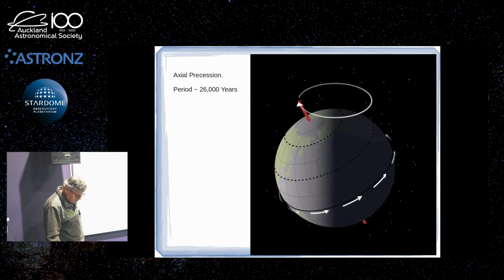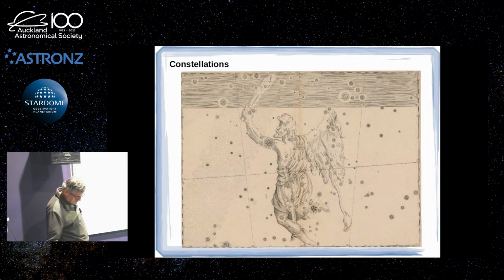Oh, that slide is actually out of place, sorry about that. Before we get on to catalogues of stars, we need to start off with the way the sky is divided up into constellations.